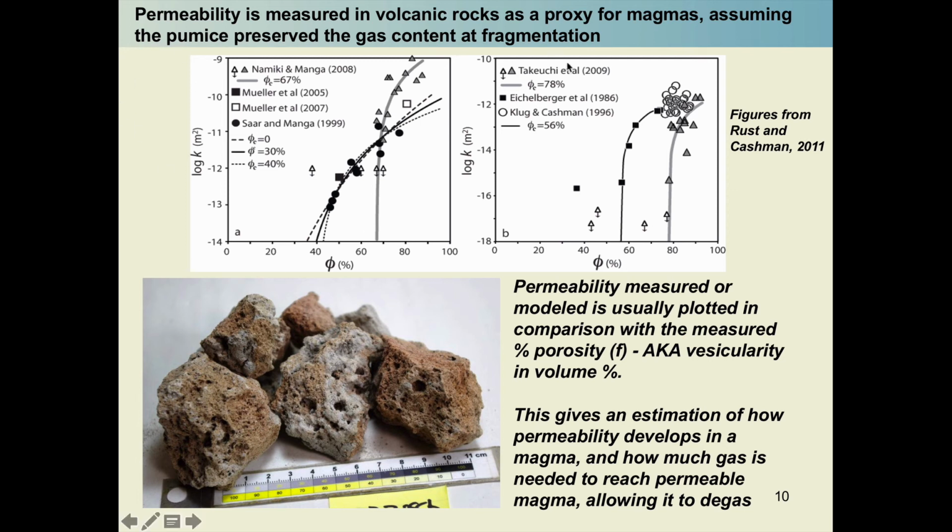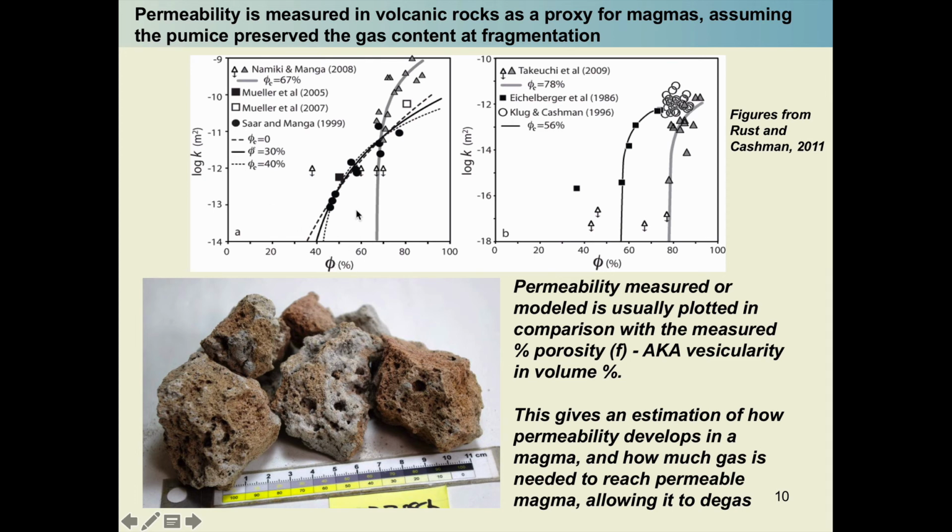So these relationships are typically shown like the graphs I have up here on the top. These are from Rust and Cashman, 2011. We have log of the permeability in meters squared. It's a log scale because you'll see permeability is a very, very small number. And in volcanic rocks, it varies by orders of magnitude as a function of the porosity or the percent vesicles. A typical plot looks like this, where you have phi plotted against permeability, the percent porosity of your volcanic rocks.